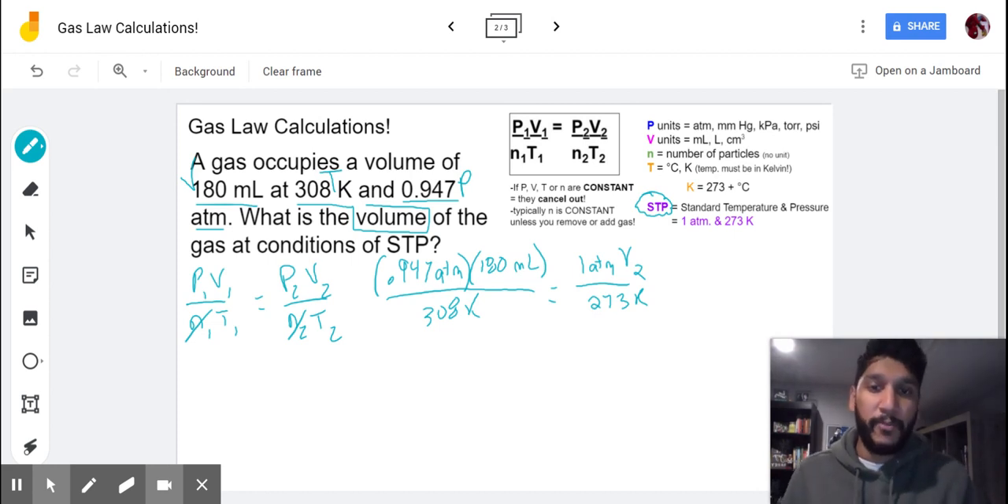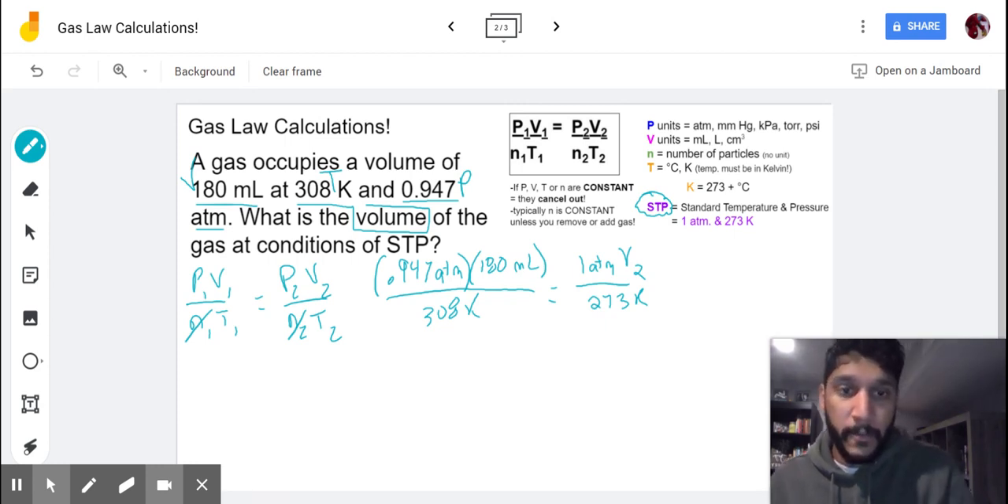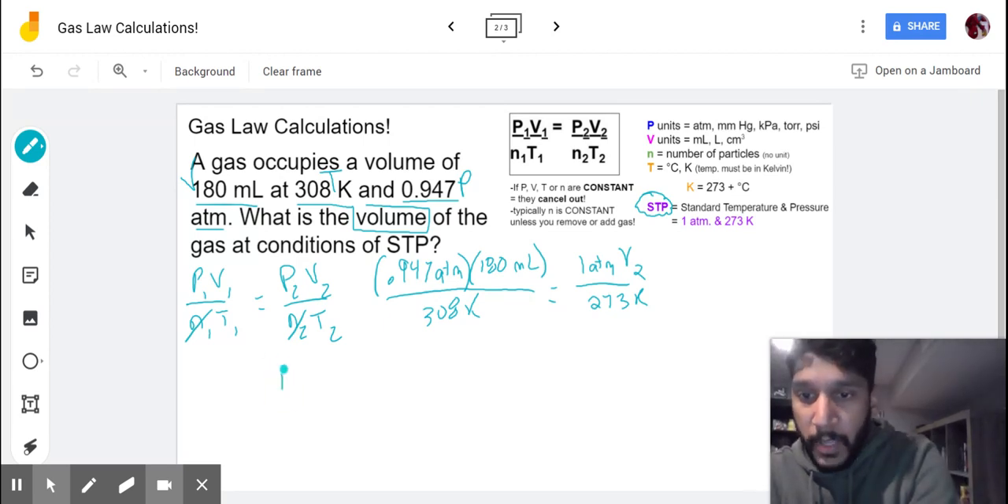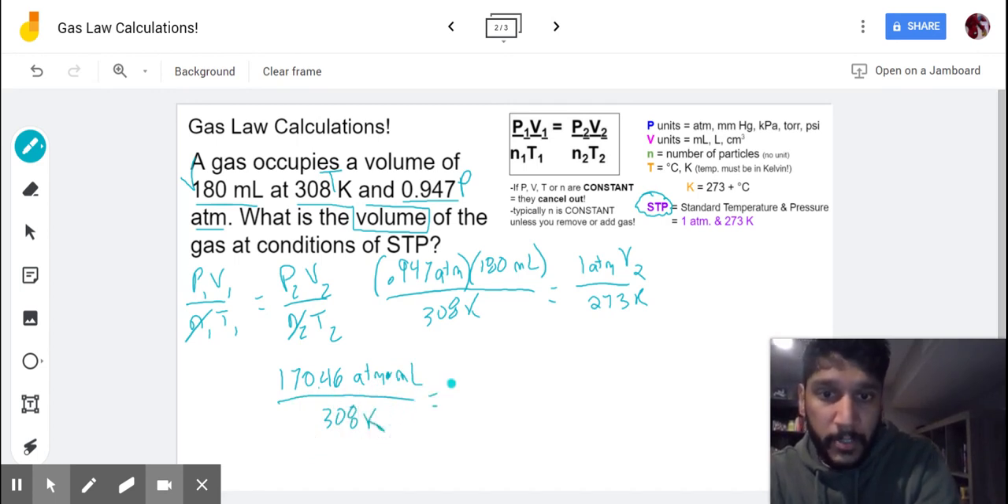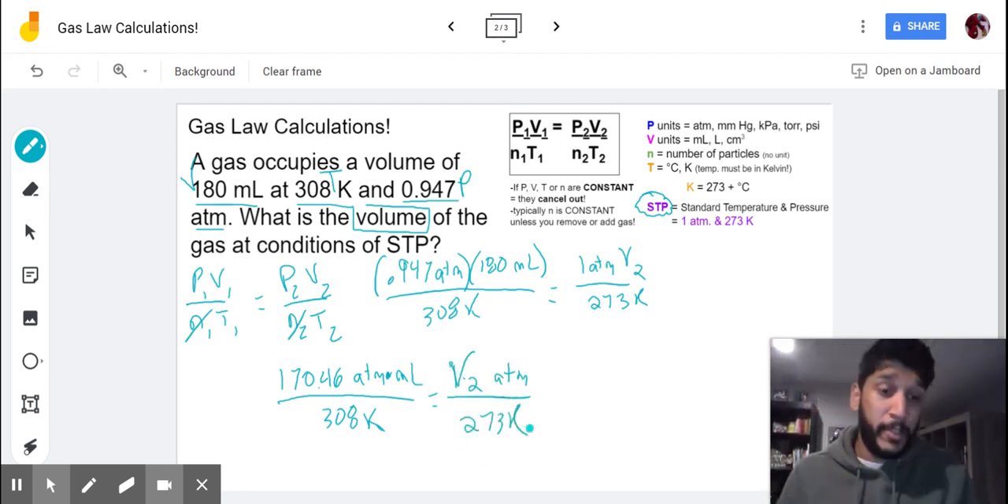Let's go ahead and multiply 0.947 times 180 just to get that number to be a bit smaller here. So kind of simplify it down. We got 170.46, thanks to my handy dandy calculator, atm times milliliters over 308 K. Oh, my K's are looking great. And then 1 times V2 is just going to be V2, and 273 K. All right, from here we can just cross multiply, just like last time.